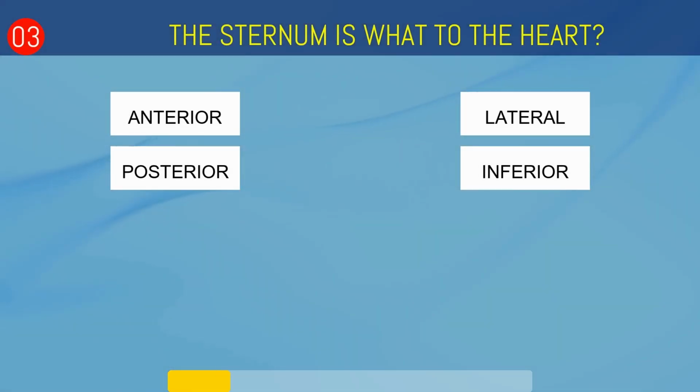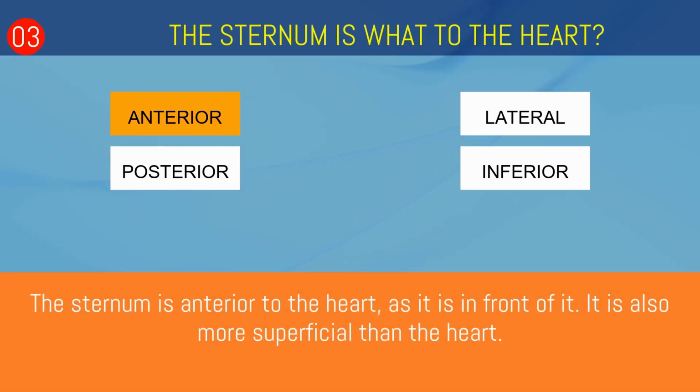The sternum is what to the heart? Anterior, posterior, lateral, or inferior? Anterior. The sternum is anterior to the heart, as it is in front of it. It is also more superficial than the heart.